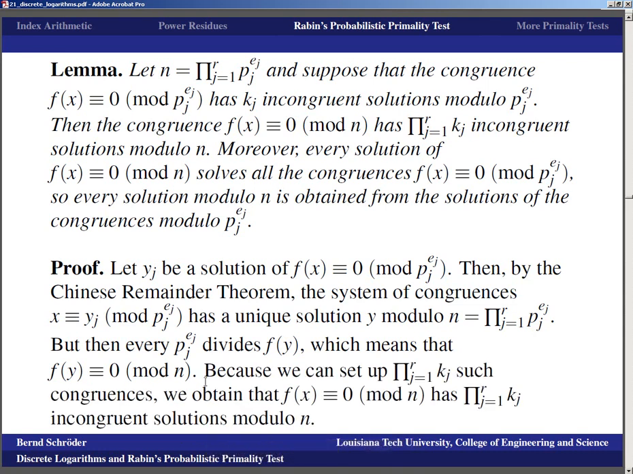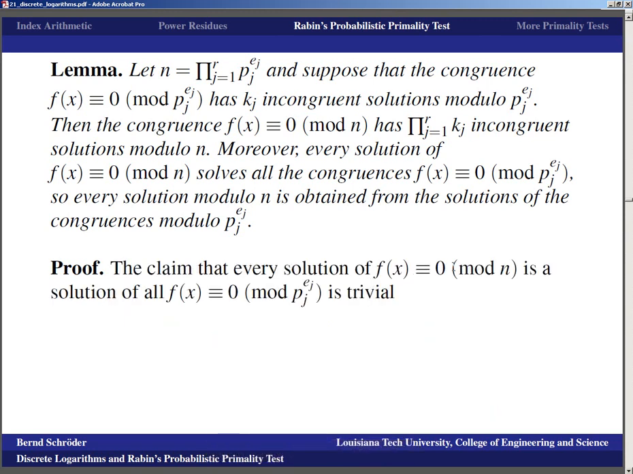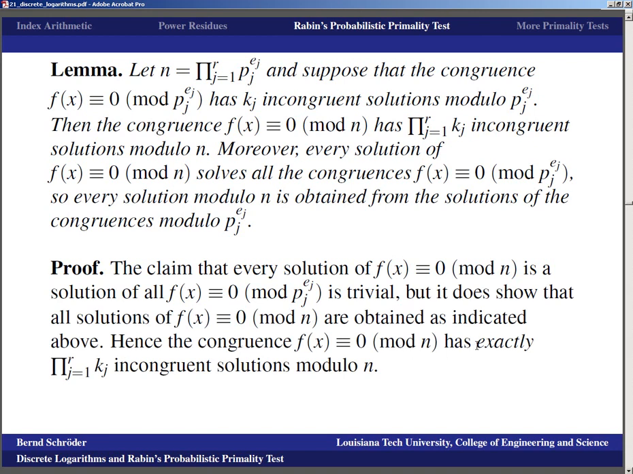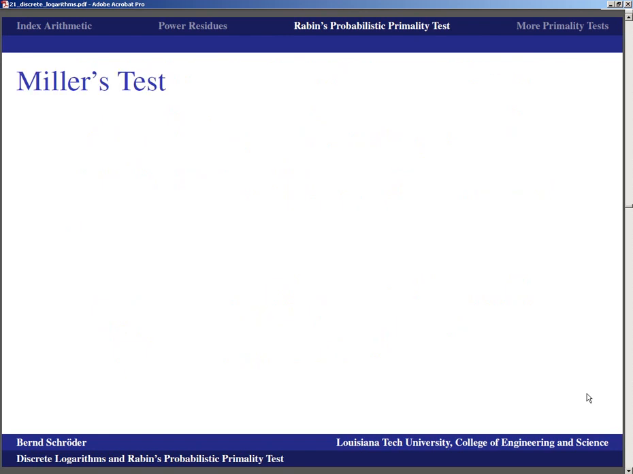modulo n. So that means that every one of those y's is a solution, and because we can set up the product over j equals 1 to r of k_j such congruences, we obtain that f(x) ≡ 0 modulo n has exactly that many, namely the product over j equals 1 to r of k_j incongruent solutions modulo n, or has at least that many solutions. And then the claim that every solution of the congruence modulo n is a solution of all the congruences modulo p_j^e_j. That's of course trivial, but it does show that all solutions of that congruence are obtained as indicated above, and that means that the congruence modulo n really has exactly the product over j equals 1 to r of k_j incongruent solutions modulo n, and that will be important as we are now solving congruences modulo what will be a composite number.